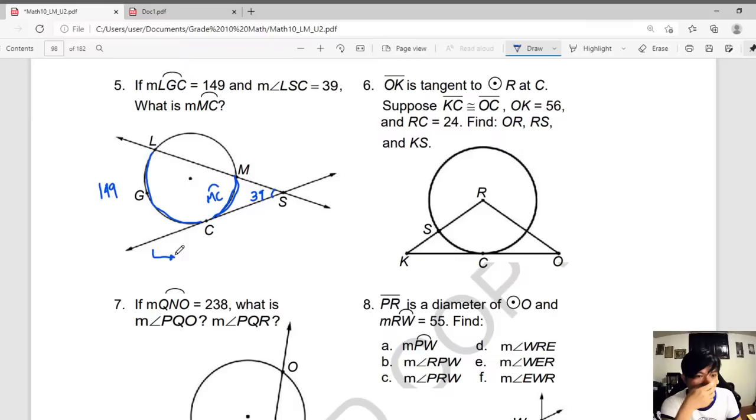So, this is what we will do. The measure of the angle formed, 39, is equal to 1/2 the difference, the positive difference of the two intercepted arcs. So that is 149 minus arc MC. This is what we are looking for, the measure of arc MC. Let's try to find it.